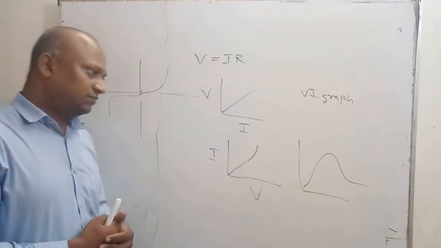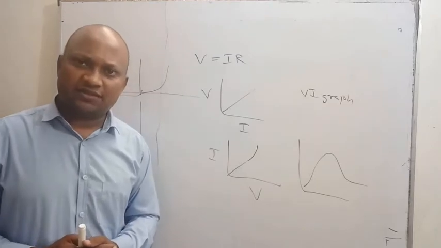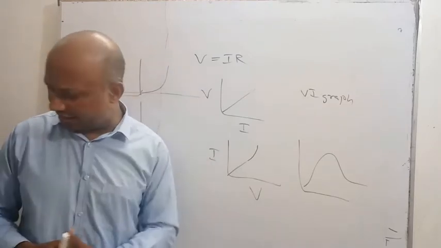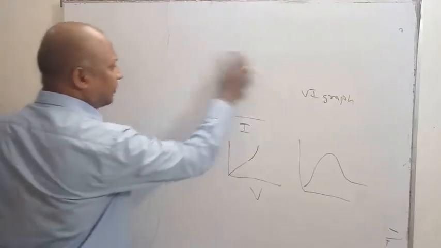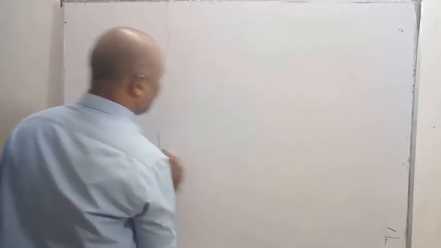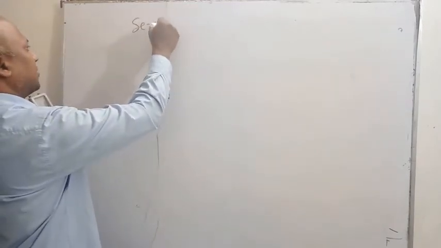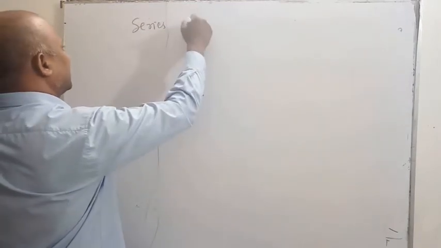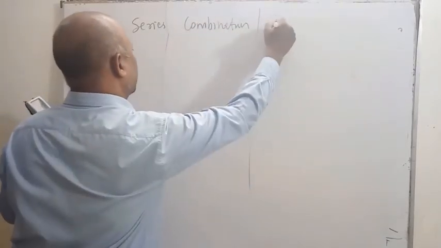Okay, so that's all about resistors, and now the series combination of resistors and the parallel combination of resistors will be explained. So what do you mean by series combination of resistors and parallel combination of resistors?